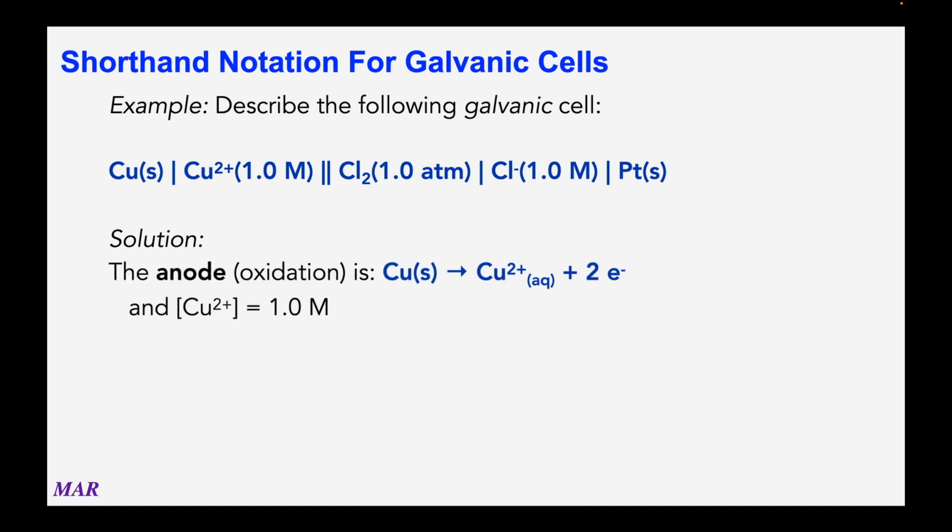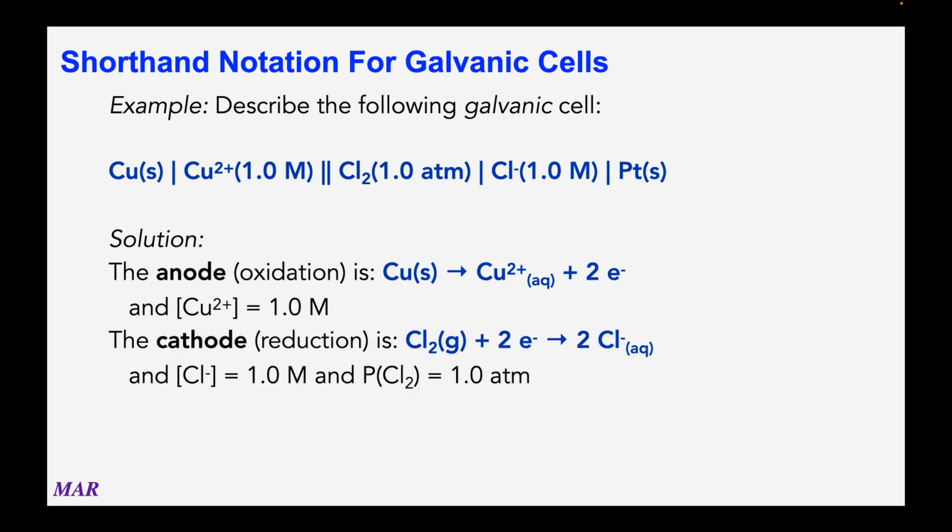Well, first of all, electrons are flowing from the left to the right. So that means copper is going to copper 2 plus, and in the process, 2 electrons are created. The copper 2 plus concentration is 1.0 moles per liter. So the 1.0 moles per liter tells you the concentration. That'll be important to us. We'll talk about that in a little bit.